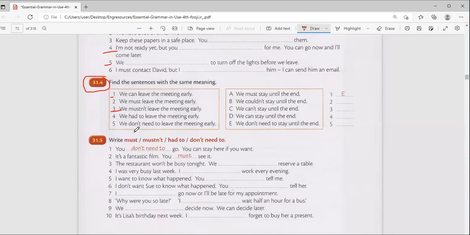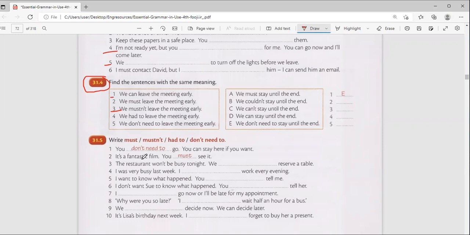Shukri, next. We must leave the meeting early. We mustn't leave the meeting early. We must not leave. We must stay until the end.